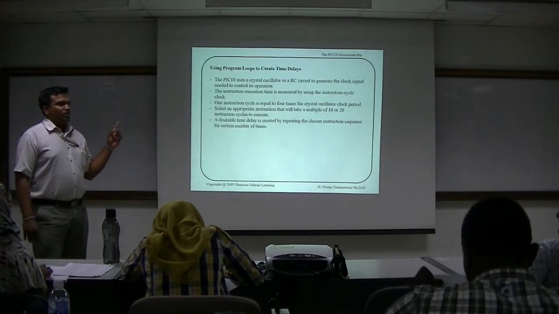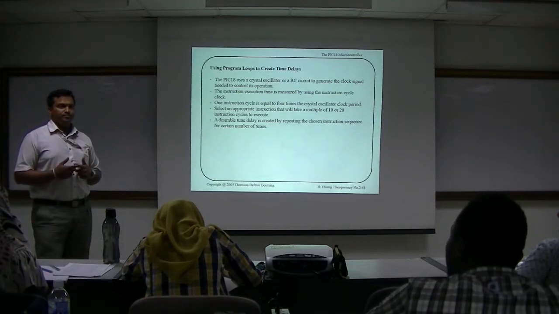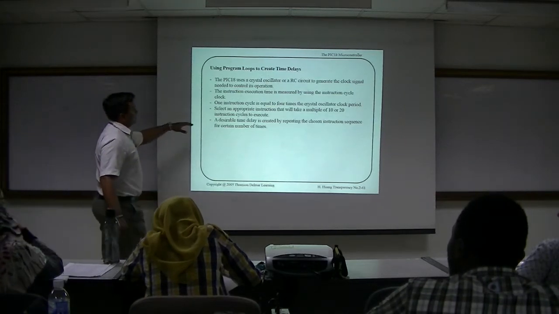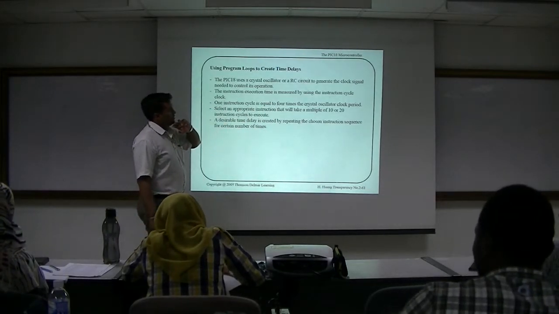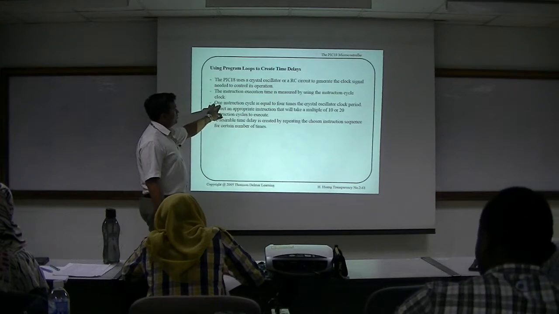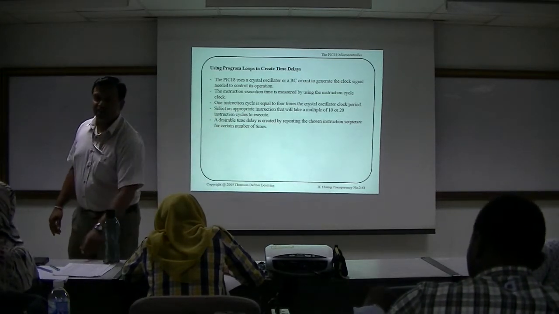So we need to find out how long one instruction cycle takes. Now, one instruction cycle is equal to 4 times the crystal oscillation clock period. So this is how you will find out that one instruction cycle, because here we are dealing with instruction cycles, right?